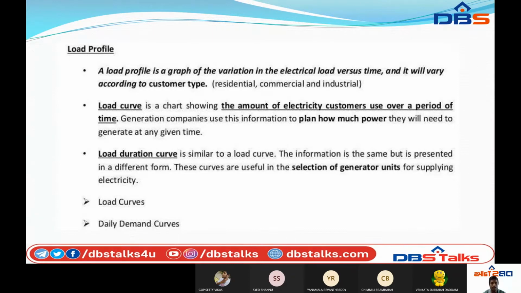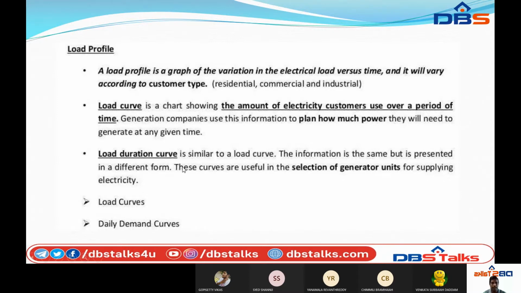That means a load curve describes the usage of electricity based on domestic purpose or commercial purpose. Coming to domestic purpose, we are dealing with running of refrigerators, ACs, lights, bulbs, etc. Coming to commercial purpose, we are dealing with electricity for lights, advertisements, etc.